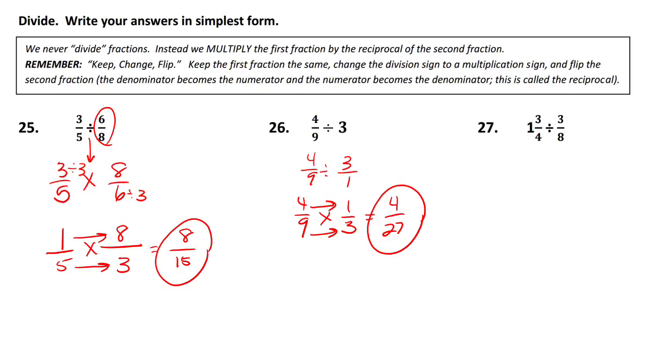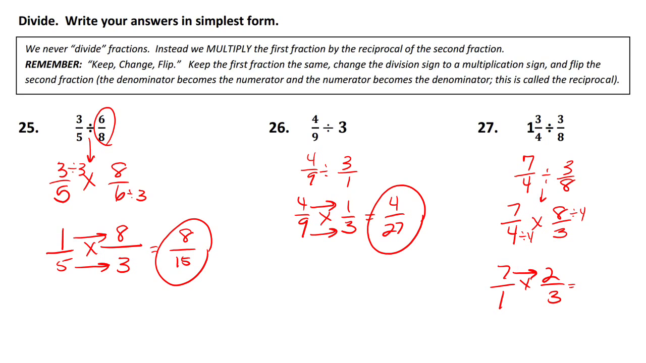So now number 27, let's make our mixed numbers improper first. So 1 and 3/4 is 7/4 divided by 3/8. And then we keep our first fraction, we flip our second fraction, and then we flip our sign to multiplication. Let's go ahead and divide. We're cross simplifying now, I'm sorry. So when we cross simplify, we can divide 4 from 8 and 4.